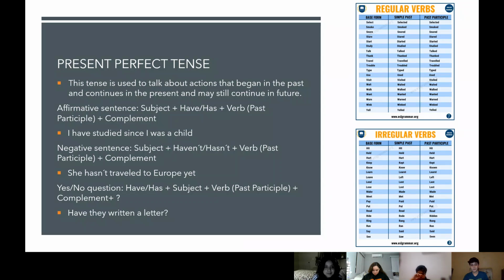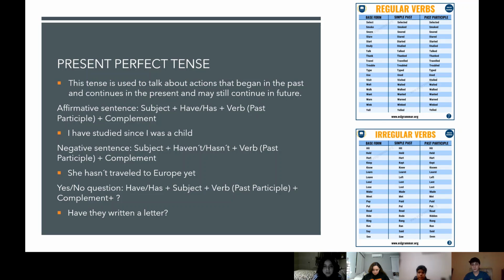Present perfect tense. This tense is used to talk about actions that began in the past and continue in the present, and may still continue in the future. Affirmative sentence uses subject plus has, have, plus verb plus past participle plus complement. I have studied since I was a child.